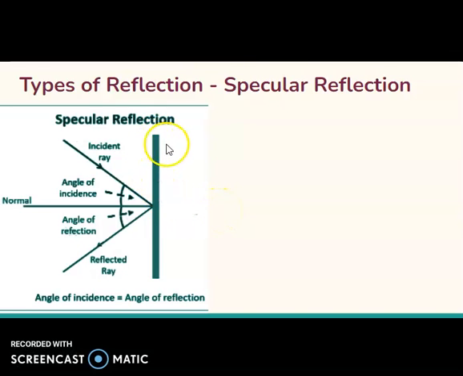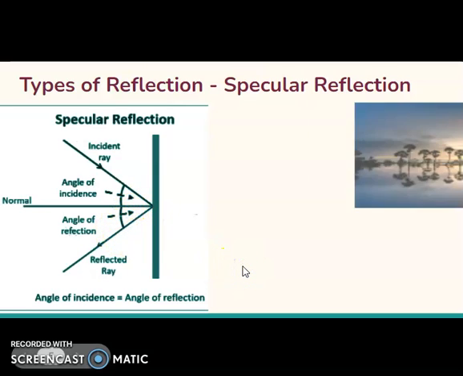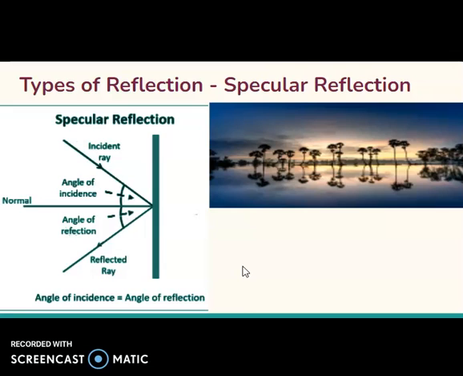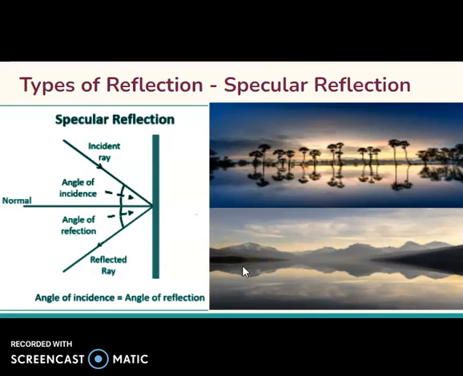As you can see in this diagram, the angle of incidence is exactly the same as the angle of reflection, as the incident ray is reflected into a single outgoing direction. The following images are a perfect example of specular reflection formed on the surface of a calm lake.